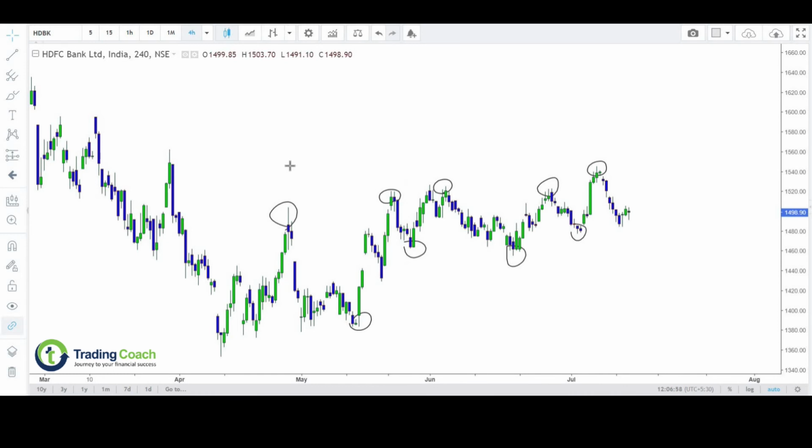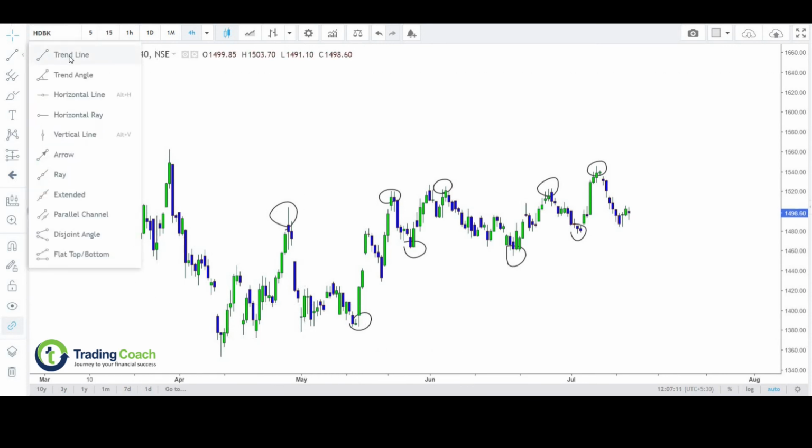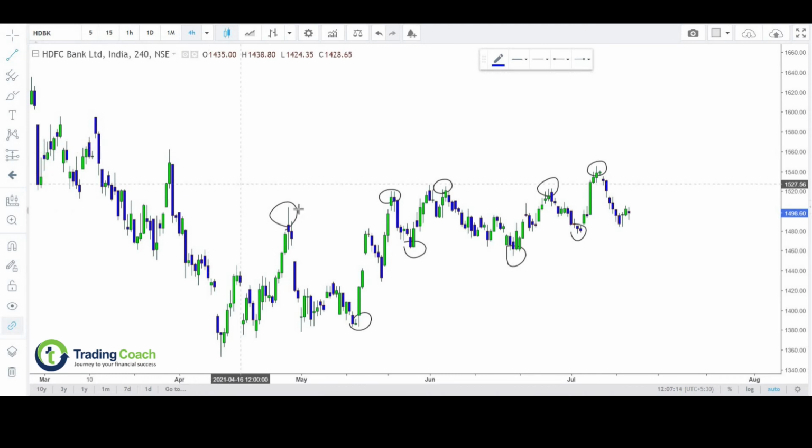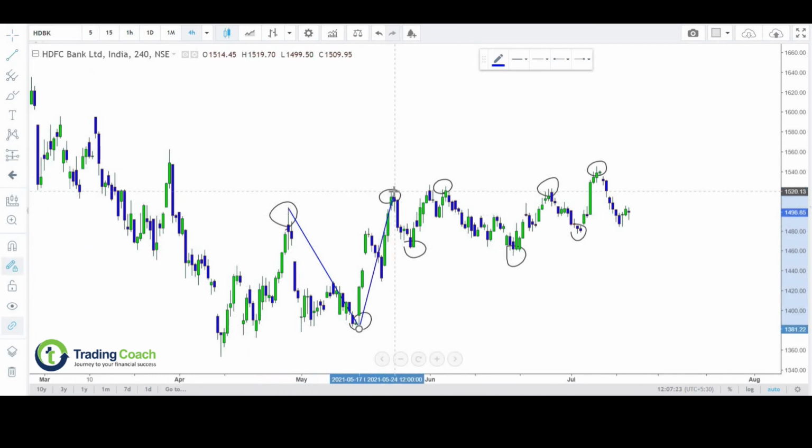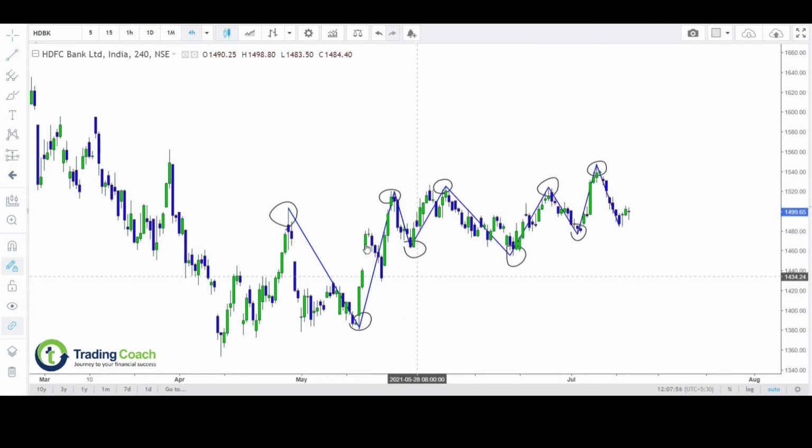Alright, so now let me connect all these turning points using the trend line. Let me take the trend line over here and connect them. First one, second one, and then let's go to the third one and the fourth one likewise. Okay, so right now I have connected all the major turning points, the circular marks over here.